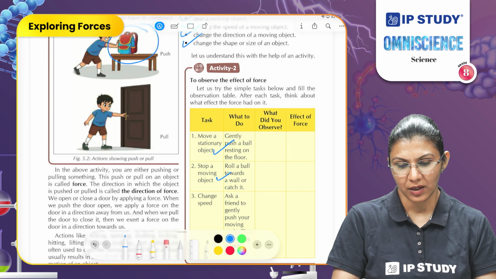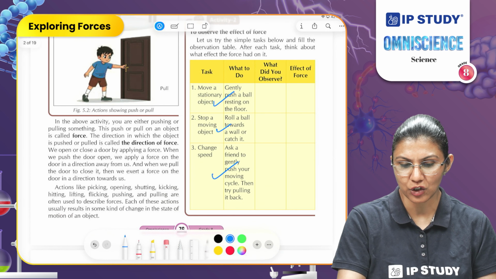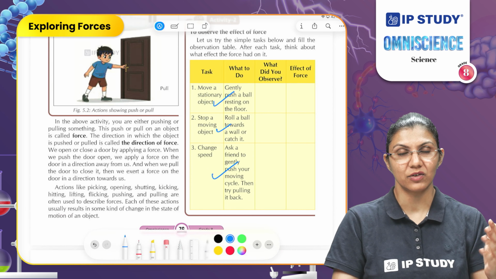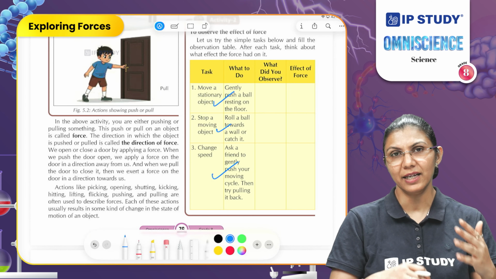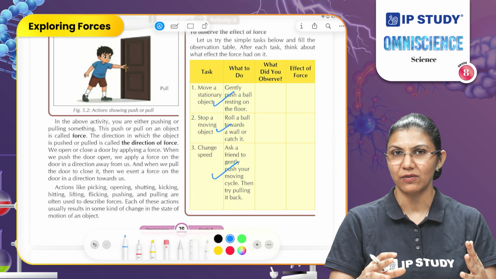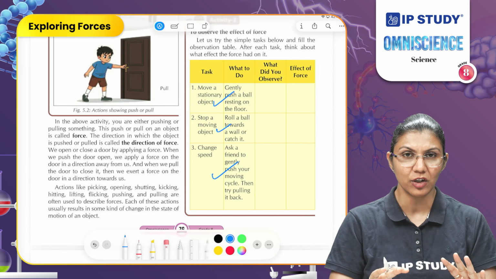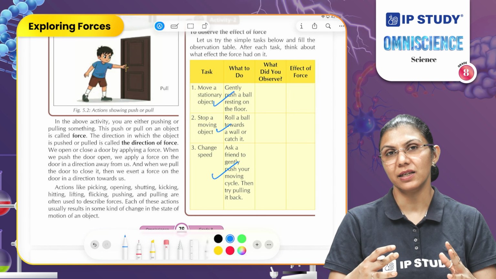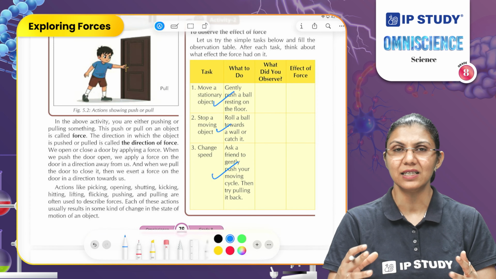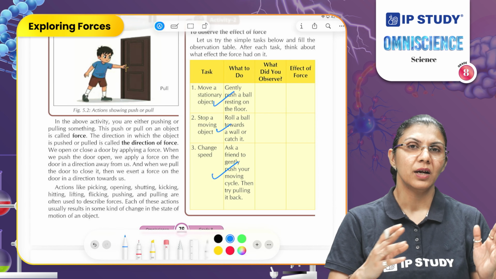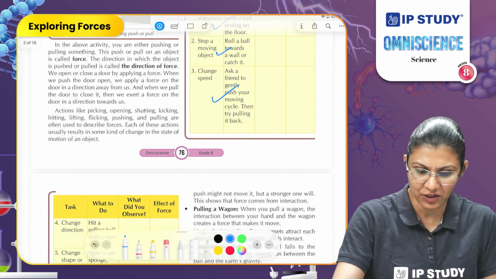Ask a friend to gently push your moving cycle. In that case, you are already pedalling your cycle, means you are applying force, and when your friend is pushing you, or your friend is applying force on your bicycle, the speed of the bicycle is now increasing. So, that's how you can test different effects of forces by conducting various actions here.